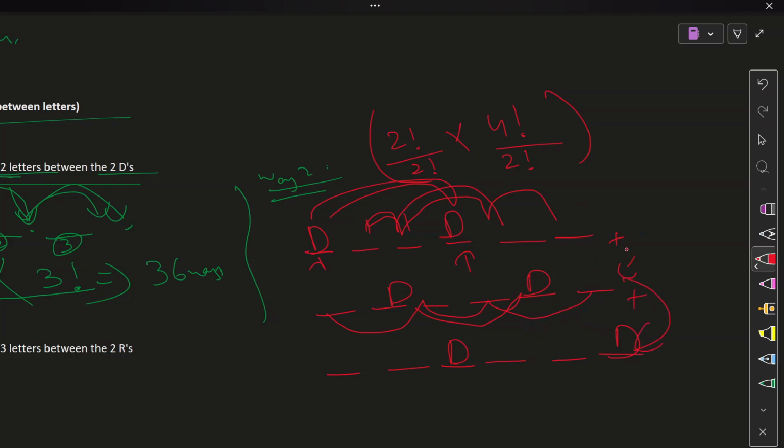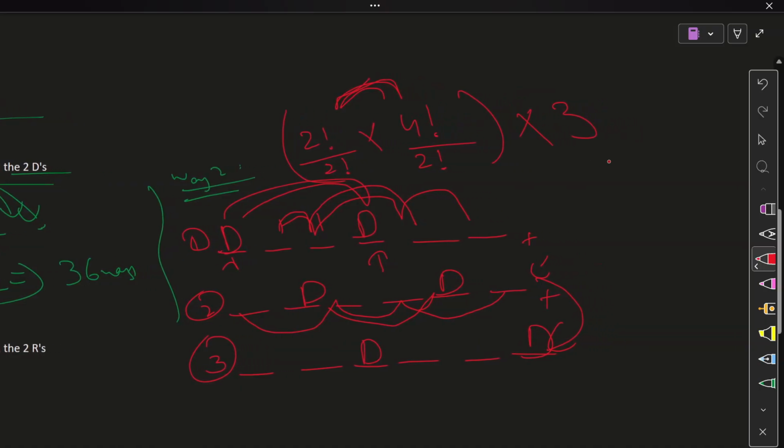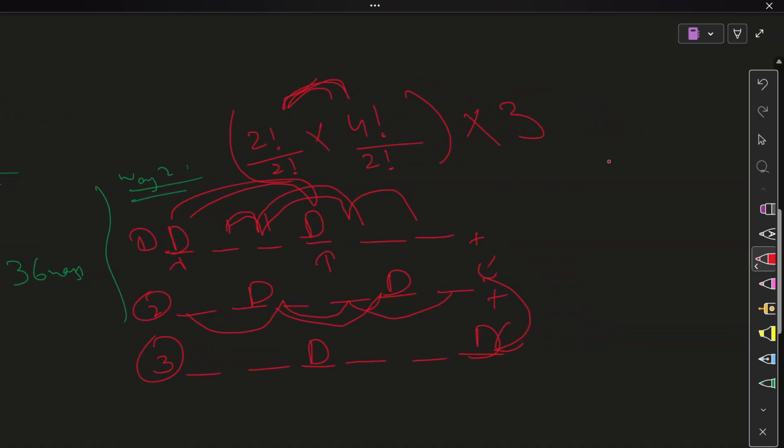And I would add them. But just to use a shortcut would be using multiplication. This whole arrangement happens how many times? 1, 2, 3. It happens 3 times, so just multiply it by 3. What is multiplication? The shortcut of addition, right? Instead of adding it 3 times, just multiply it by 3. And your answer will be 36.